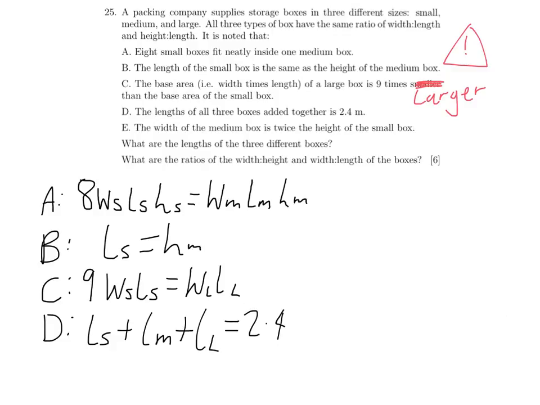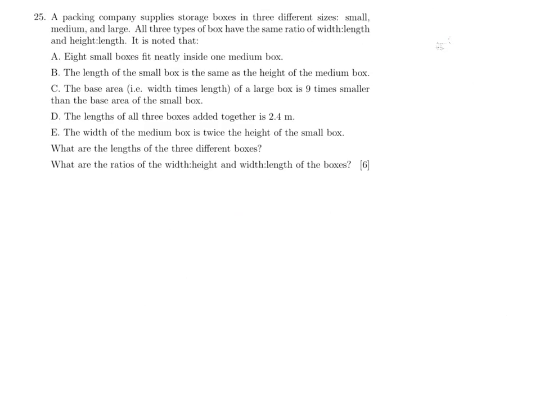Final thing that we're told about this is the width of the medium box is twice the height of the small box. So there we go, twice the height of the small box is equal to the width of the medium box. And each of these facts, I've just hidden the facts up there, and what we're looking for is the lengths of the three boxes, and the width to height ratio, and the width to length ratio.